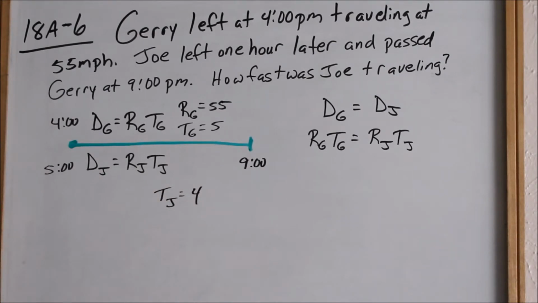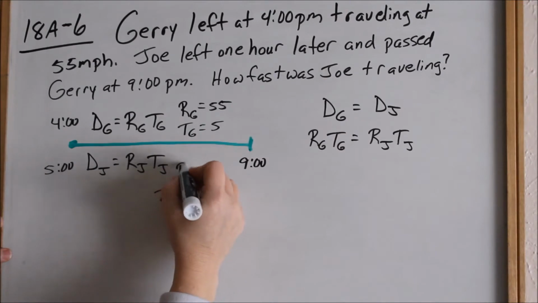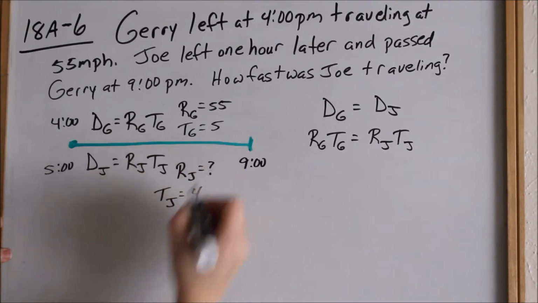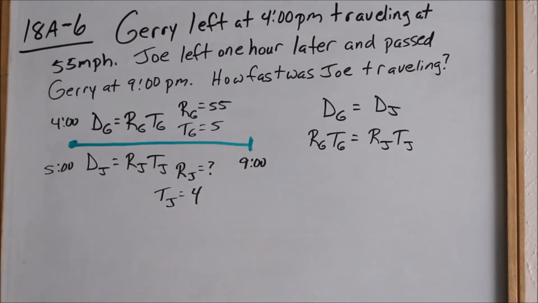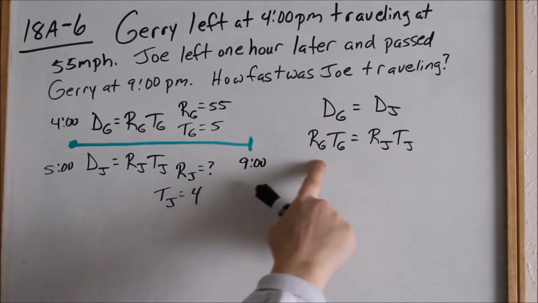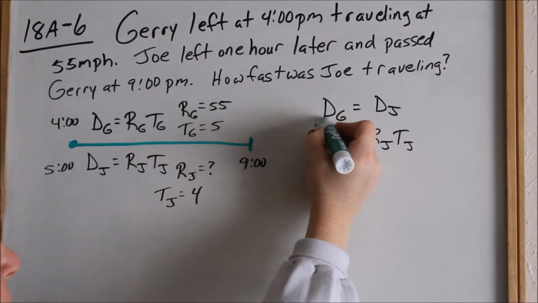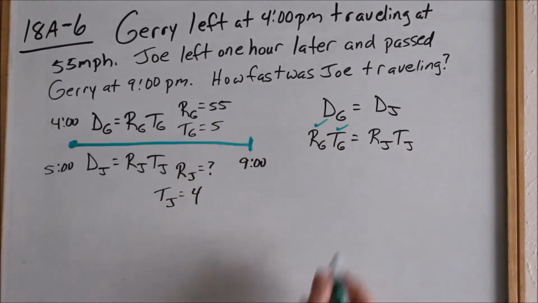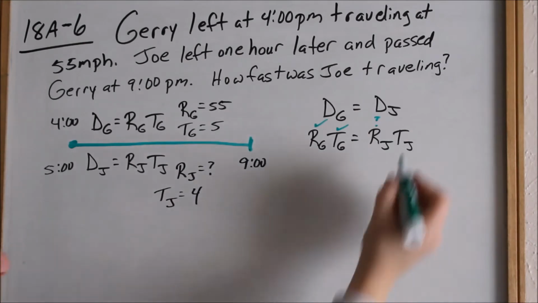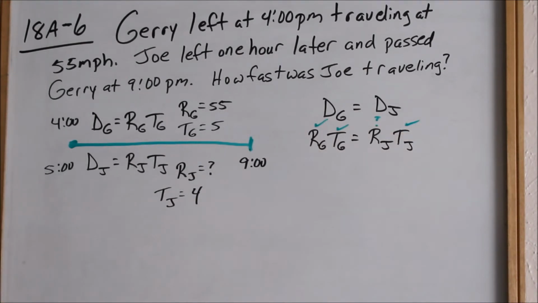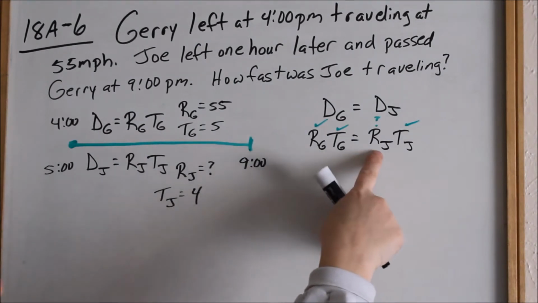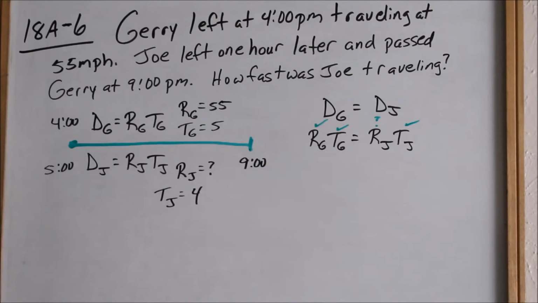Were we told anything about Joe's rate? No, that's what the question asked. We don't know Joe's rate. That's what they're asking for. So go back to our equations and you can see we know Jerry's rate, we know Jerry's time, we don't know Joe's rate, but we do know Joe's time. So we know everything except for one thing, and that's good, we should only have one unknown. If we have one unknown, we can use this to solve. If we have more than one unknown, we have to come up with another equation.